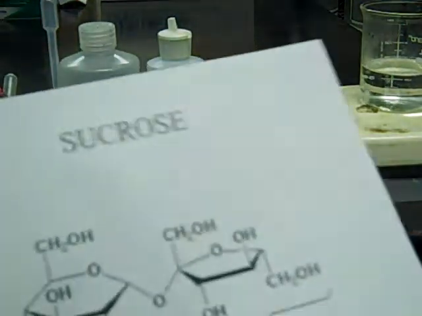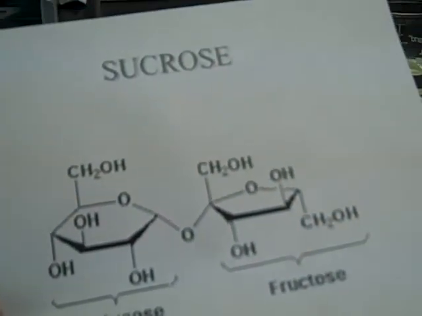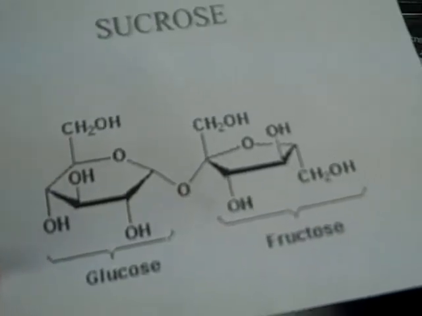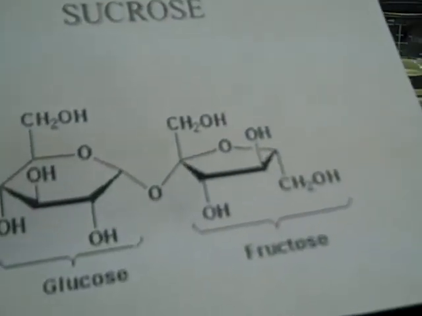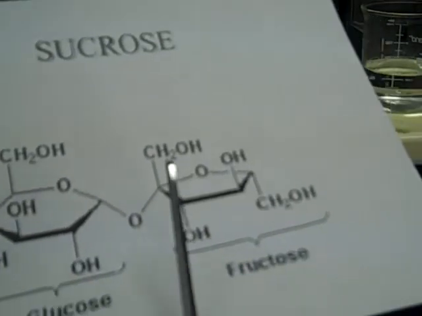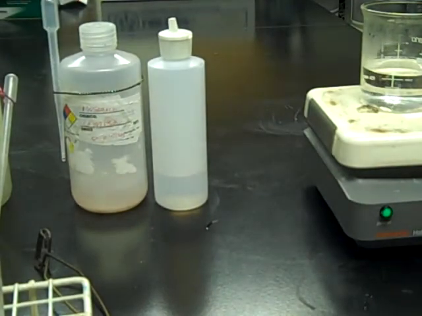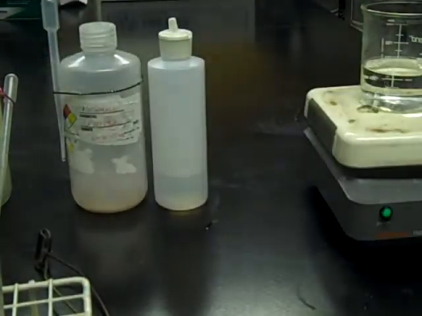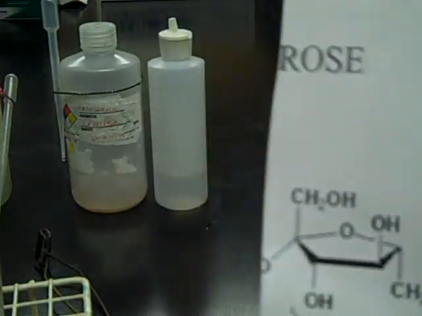This is because sucrose is a disaccharide made by glucose and fructose. So Selivanov's reagent has acid and the acid hydrolyzes the bond, releasing fructose, and the fructose can react with Selivanov's reagent and develops a color.